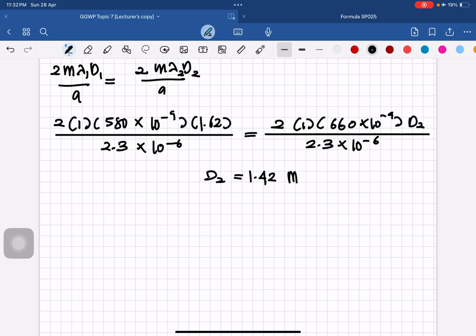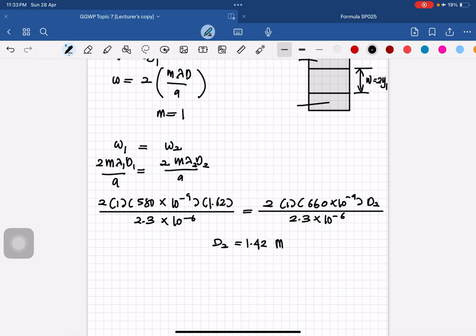Okay, but let me just double check with the calculator, because yang ini I am just referring directly to the answer scheme lah. Okay, so bear with me for a while as I'm typing this. Sorry, not substitute this into the calculator. Okay, sekejap. Yang ini D2 kita cari. And then this should be 2.3 negative 6. So you should get, yes, 1.42 meter.